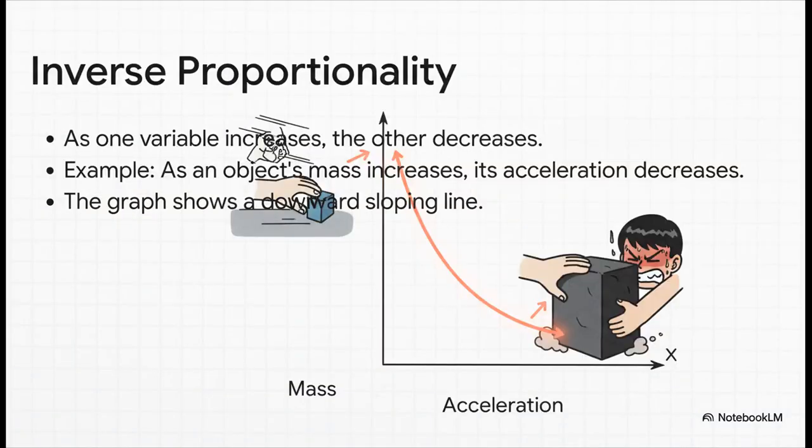And the opposite of that is an inverse proportionality. Here, as one variable goes up, the other one goes down. Think about trying to push something. If you use the same amount of force, a heavier, more massive object will accelerate less. So as mass goes up, acceleration goes down. And the graph for this kind of relationship slopes downwards.